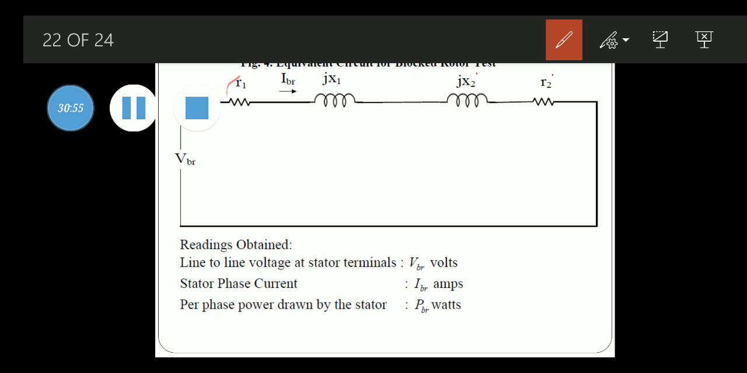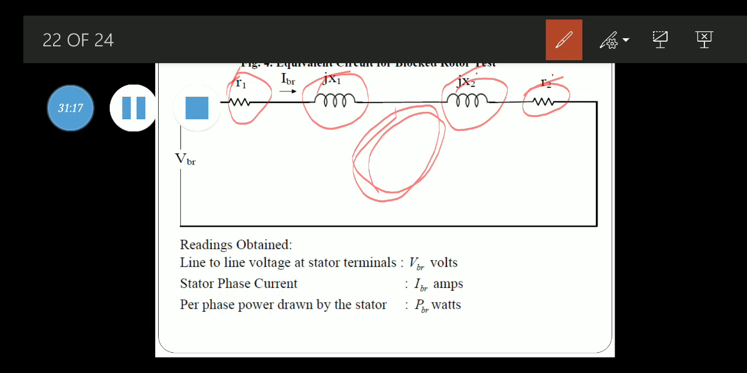The no load component is the core loss component and the magnetizing component. The combination of these two gives you the no load component. Here you just remove it. Again, consider R1 as the stator winding resistance and X1 as the stator winding reactance. Then R2 dash and X2 dash are the rotor winding resistance and rotor winding reactance. These we are supposed to determine here.